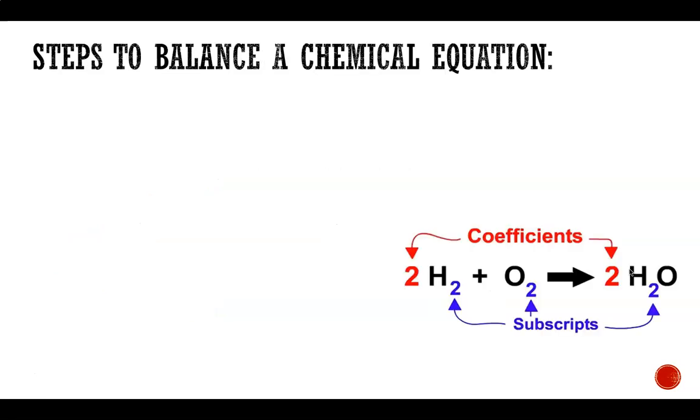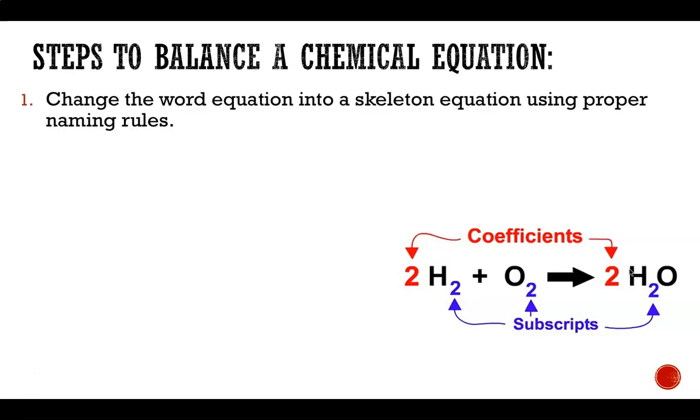Okay, what are our steps to balance a chemical equation? We start by doing exactly what we practiced earlier this week. We're going to change our word equations into a skeleton equation using proper naming rules. Now this might be new here, this skeleton equation. It's exactly what we did earlier this week when we just change the names into their chemical formulas. And it's called a skeleton equation because it's kind of like the bones of the chemical equation, but it's not quite complete yet. So that'll make more sense when we go through an example.